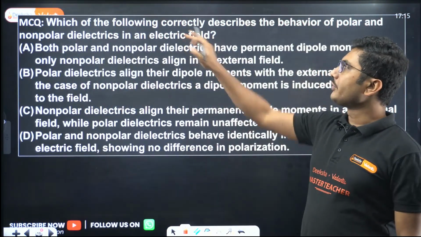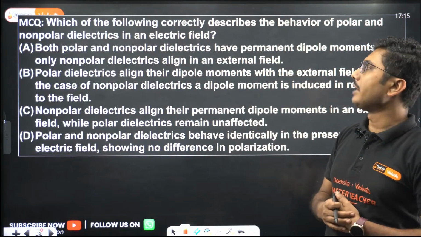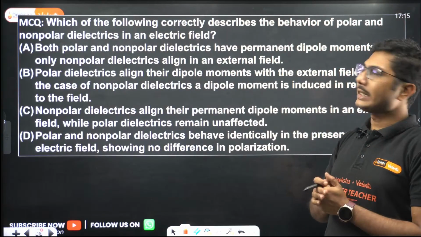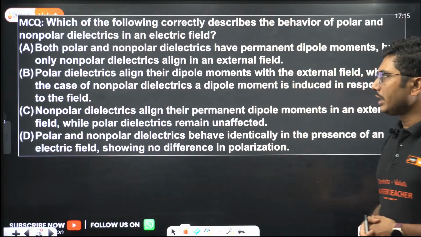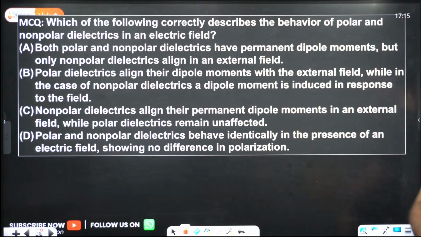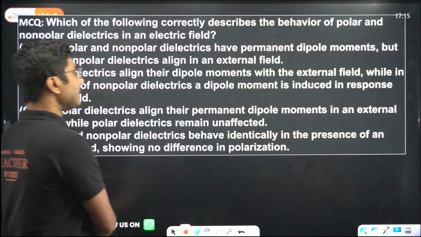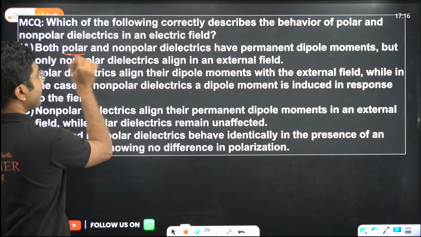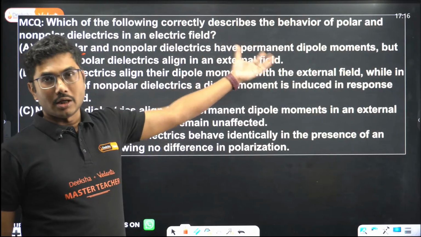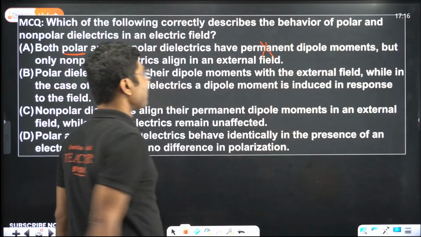Now, which of the following correctly describes the behavior of polar and non-polar dielectrics in an external electric field? So this is a question. Both polar and non-polar dielectrics have permanent dipole moments, but only non-polar dielectrics align in an external electric field. Obviously this statement is incorrect, because only polar dielectrics have a permanent dipole moment, but non-polar ones do not. So that means the first statement is incorrect.